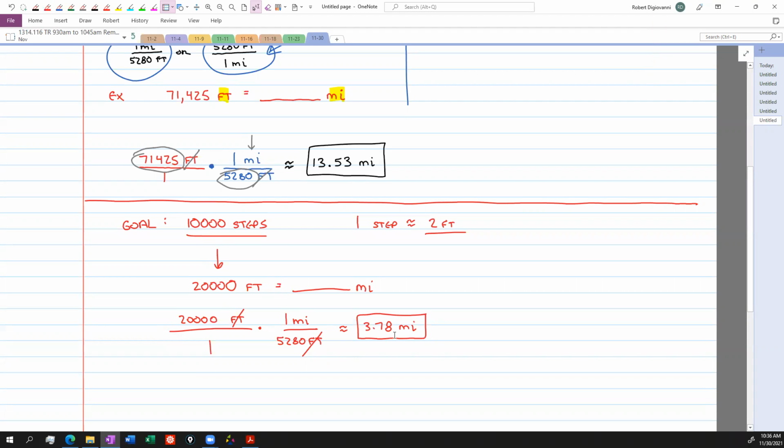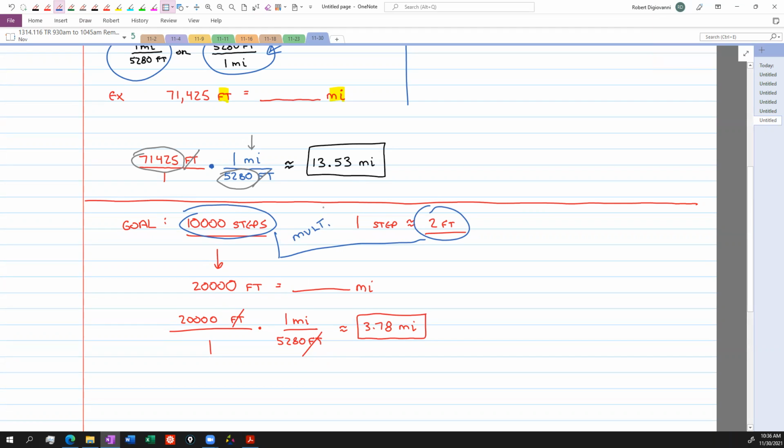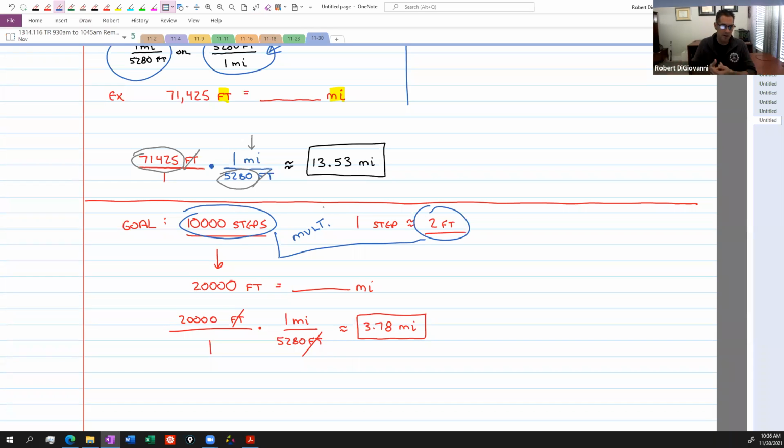So when you get the 20,000 feet, you just multiplied it by 2 for the 2 feet? Yeah, because every step I take is 2 feet. This is approximate, so all I'm doing is multiplying that. Oh, okay. If every step you took was 3 feet, then it would be 10,000 times 3, which is 30,000, right?